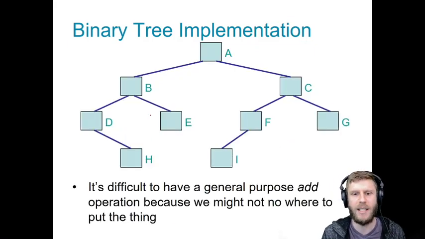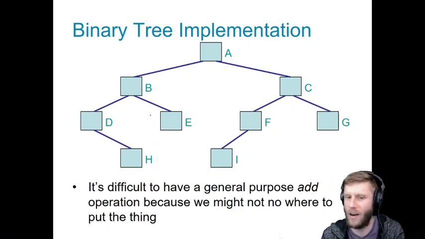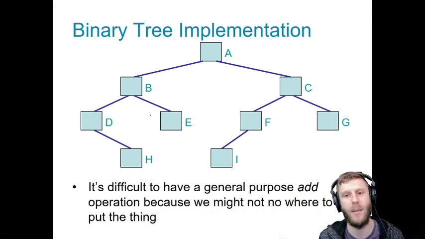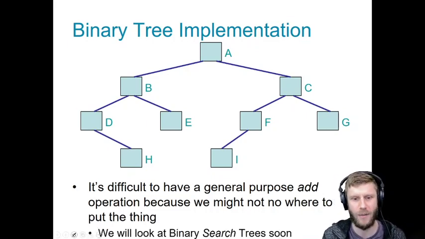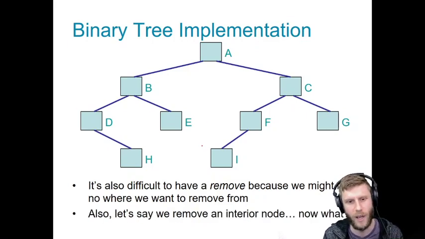But it's difficult to have a general purpose add, right? Because we might not know where to put things. If I say, okay, add this element to the tree, where should it go? But we will look at binary search trees soon, and there is an answer to that question. And it's also difficult for remove because we might not know where we want to remove from. If I say, okay, remove E, I guess I'm going to have to search for the E and then remove it.